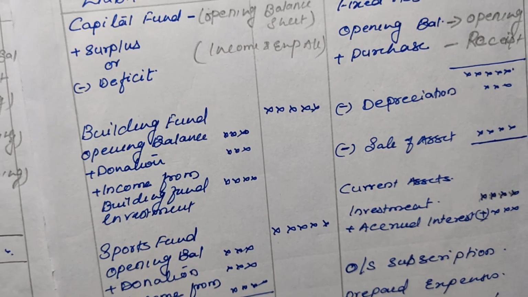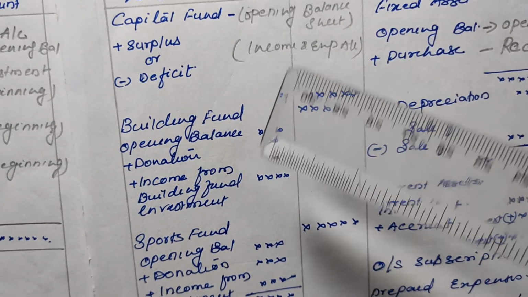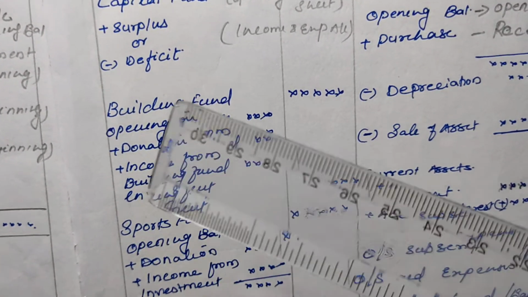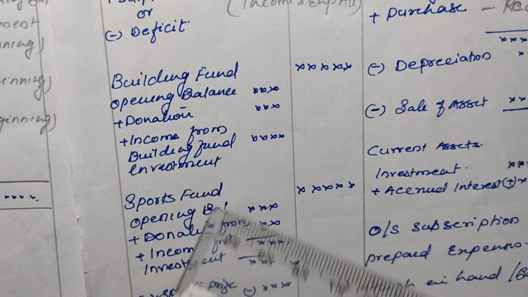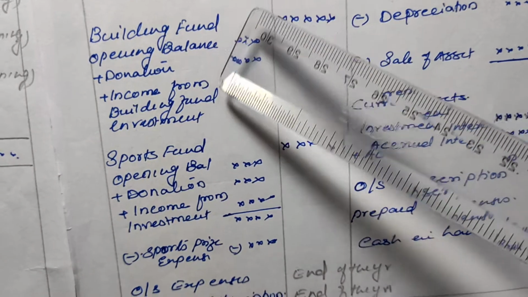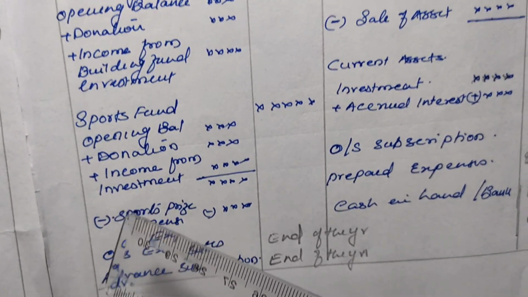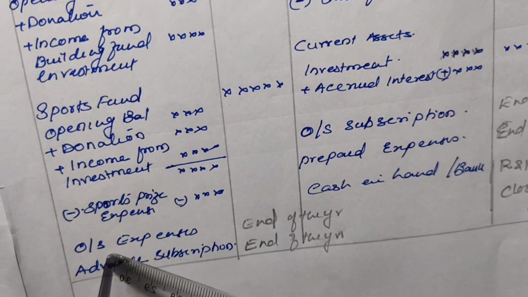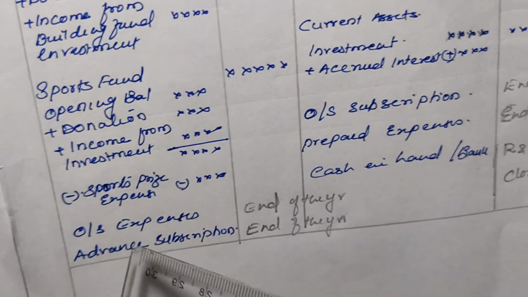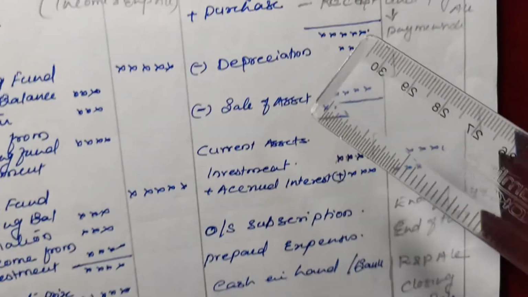So let's revise the liabilities side. On the liability side we will write capital plus surplus or deficit. Then if building fund is given or sports fund is given or any specific fund is given, then it will be recorded in the liability side. Life membership fee, that also will be recorded in the liability side. Then outstanding expenses and advance subscription. Okay, then let's come to the asset side.